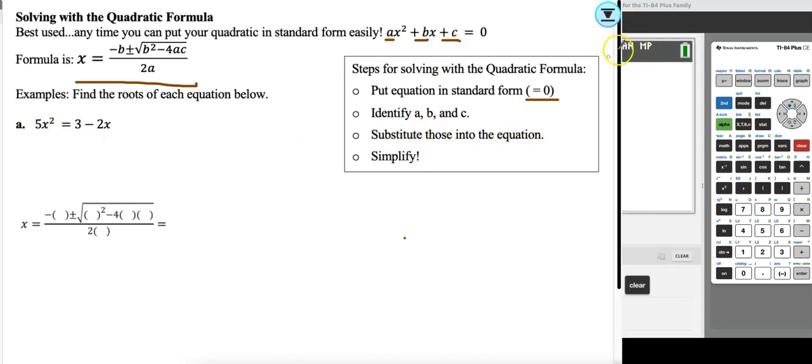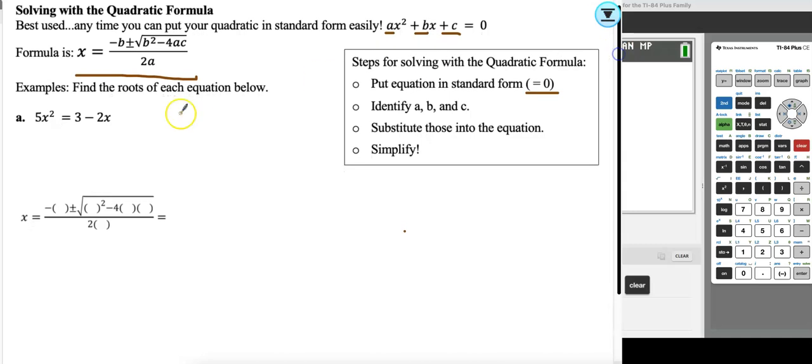So let's take a look at example A. I've got 5x squared equals 3 minus 2x. First off, this does not equal 0, so I need to make sure it equals 0. I'm going to add 2x first to put it in order. You cannot add 2x to a 5x squared, so I'm going to rewrite it: 5x squared plus 2x equals 3.